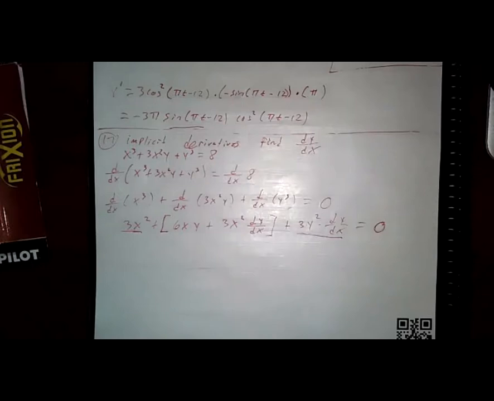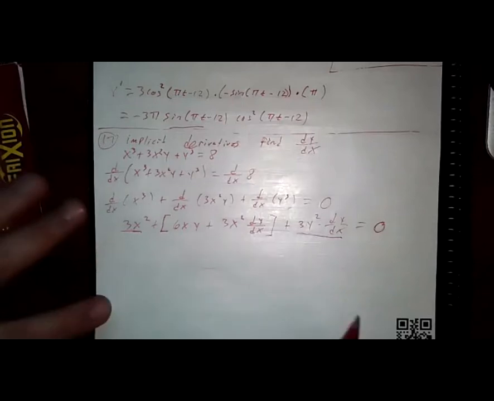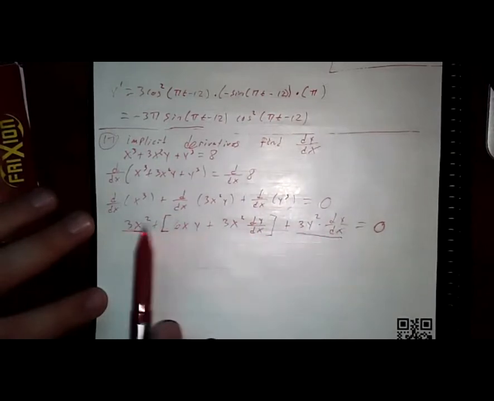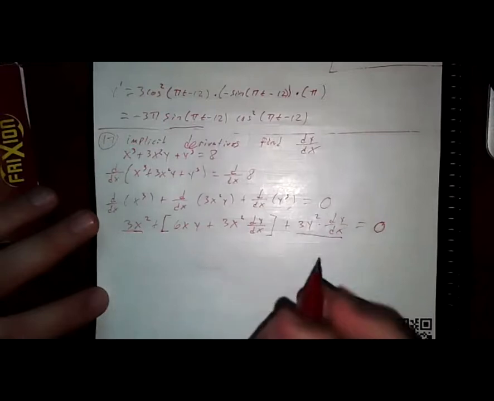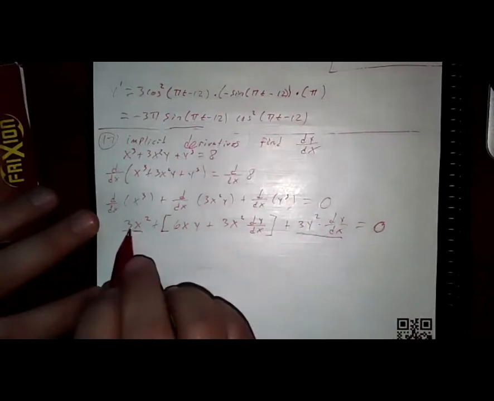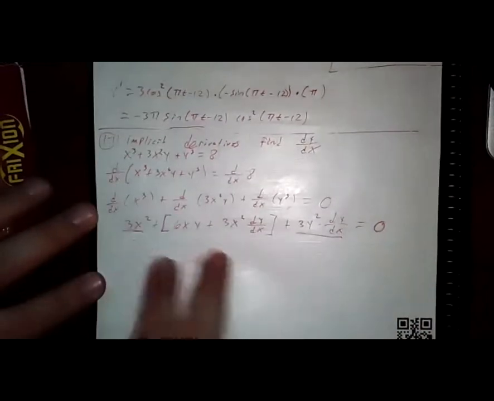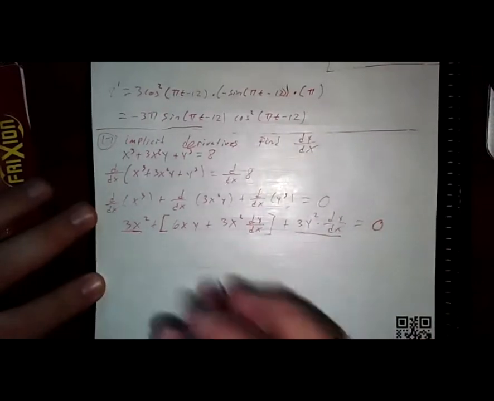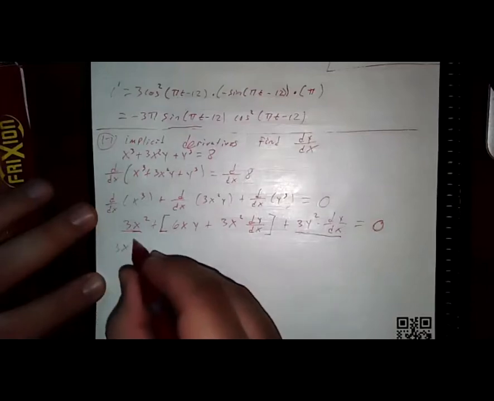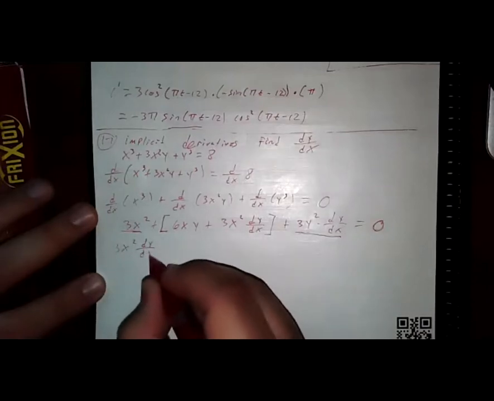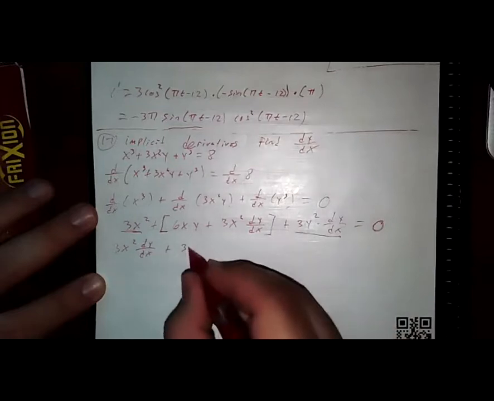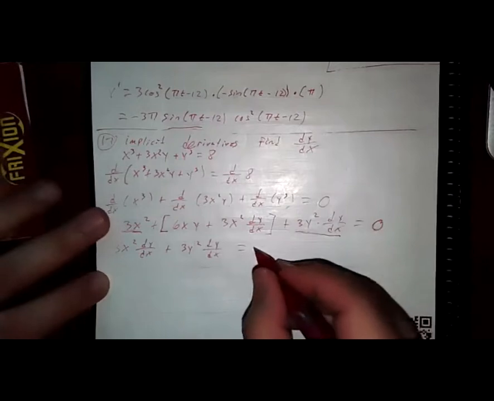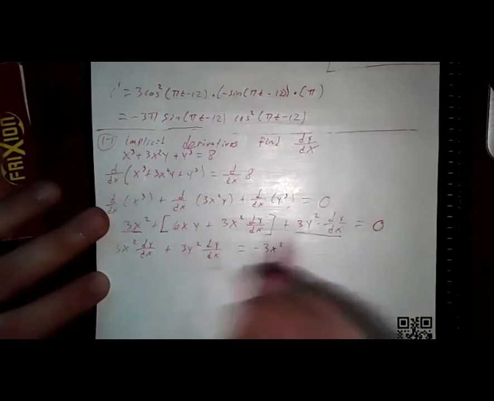Okay. All right. So now we need to get anything with dy/dx on one side, everything else on the other side. So I'm going to subtract the first term and second term to this side and leave everything else on the left. That would mean I have 3x squared dy/dx on this left-hand side equal to negative 3x squared. I'm going to move it over by subtraction, and I'll move this term over as well.